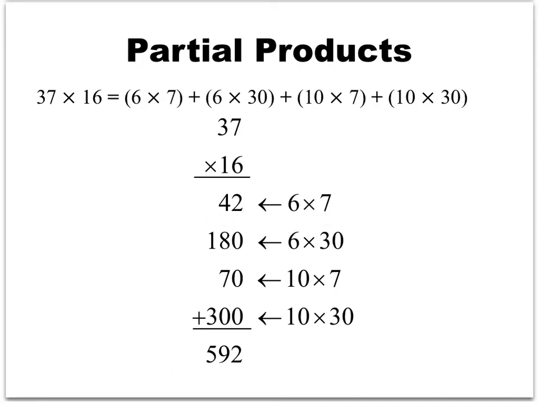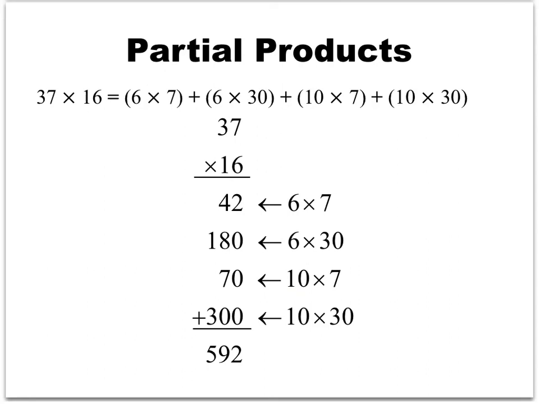That's 42. And then we're going to take 6 times 3, but that 3 is in the tens digit, so it's really a 30. So 6 times 30, that's our second partial product, which is 180. Next, we're going to take a 1 times a 7, but that 1 is in the tens digit, so that's really a 10. So that's our third partial product, 10 times 7, which is 70.